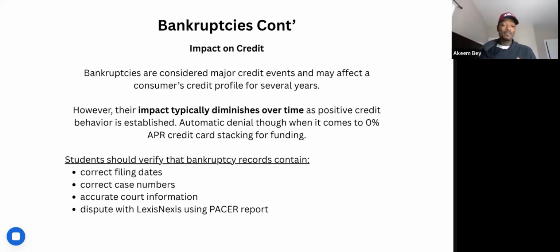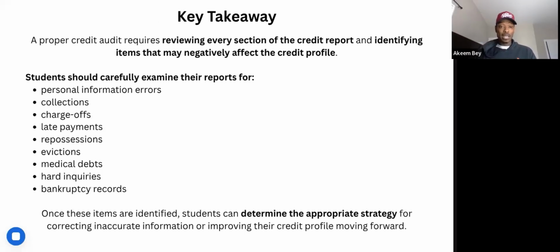So when it comes to verifying bankruptcy records, you want to make sure that the filing dates are correct, that they have the correct case numbers, that there's accurate court information, and you also might want to dispute it with LexisNexis, get it removed from them. You want to use your PACER report to find anything that's reporting in violation, and then you could go back to the credit bureaus and try to remove it that way because they won't be able to verify it after that point in time.